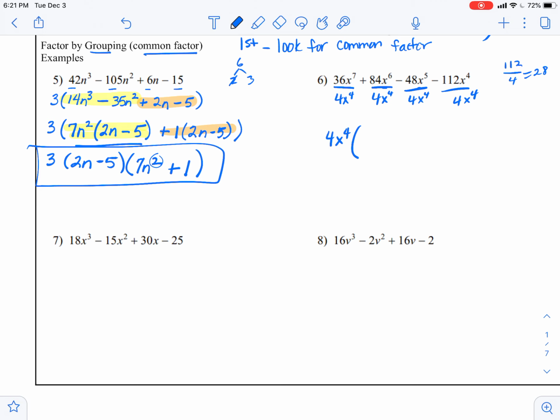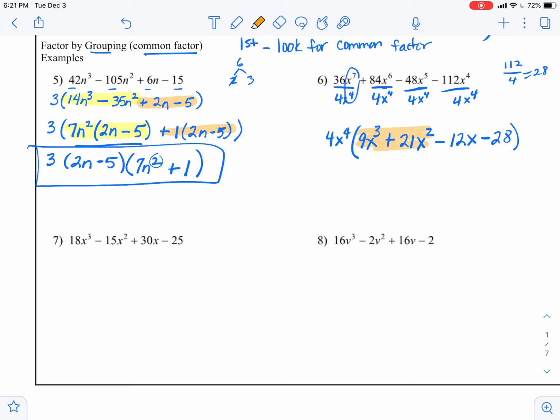So 36 divided by 4 is 9. Remember the subtraction rule, so I have x cubed. 84 divided by 4 would be 21, and only 2 x's left. And 4 into that would be 12 and 1. And what did I say? 28. And the 4's cancel. Okay, there's my problem. So now I'm going to go to my grouping.